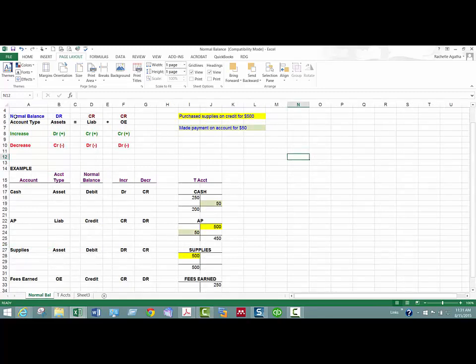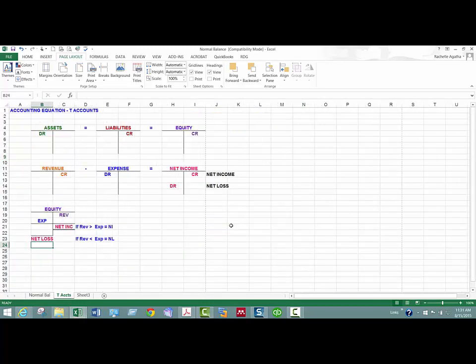So it's a pretty high level overview, but it's a good way to remember the accounting equation, the normal balance of the types of accounts, and then to visit it as a T account. T accounts are the best way to do accounting.